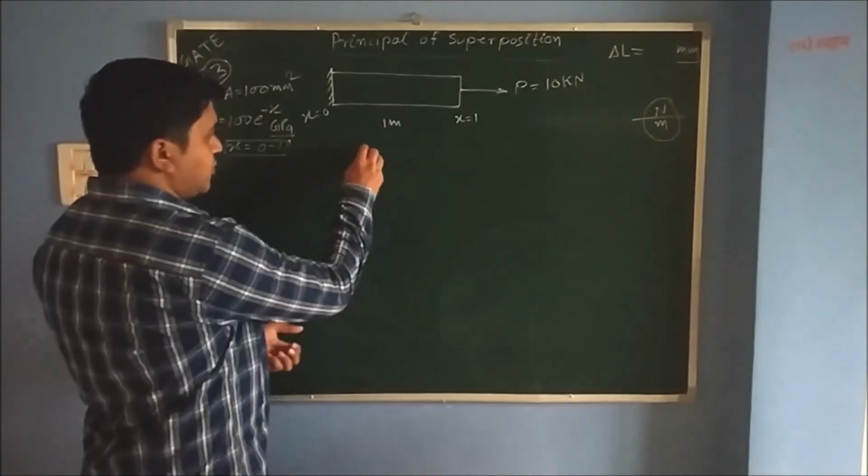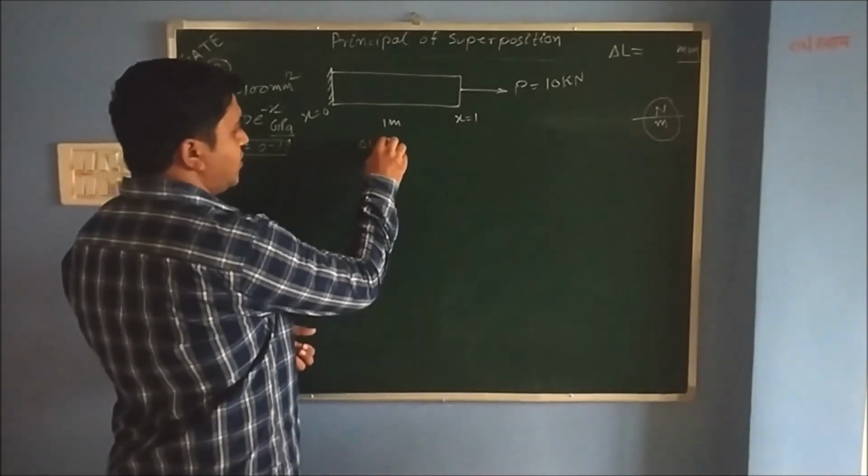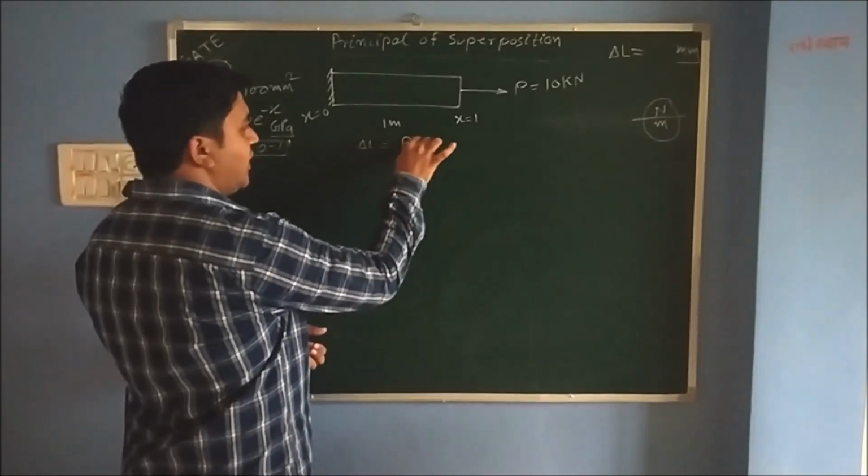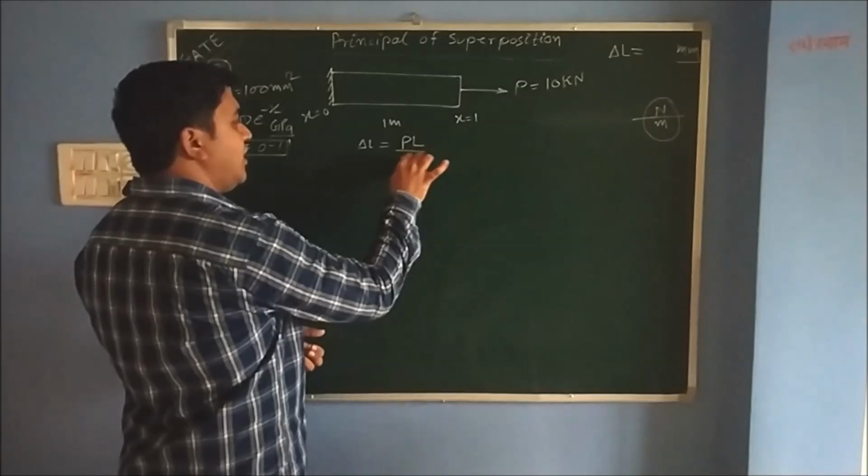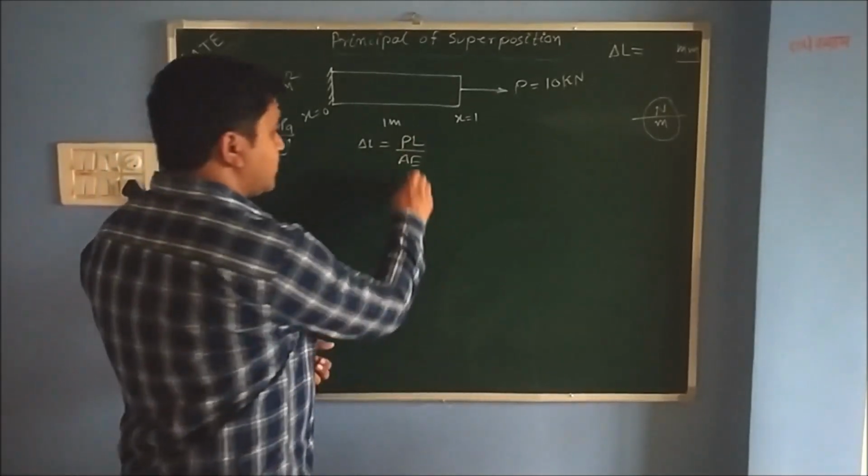So here what is happening? You are supposed to find the value of delta L. So I know delta L is nothing but PL upon AE. That is a very simple problem.